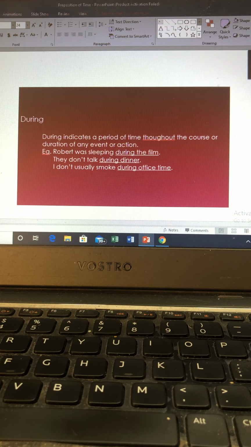The last sentence: "I don't usually smoke during office time." Again, what period are we referring to? During office time. Office time, let's say, is from 10 to 6. So I don't usually smoke during this period. 10 to 6, I don't smoke during this time, right?